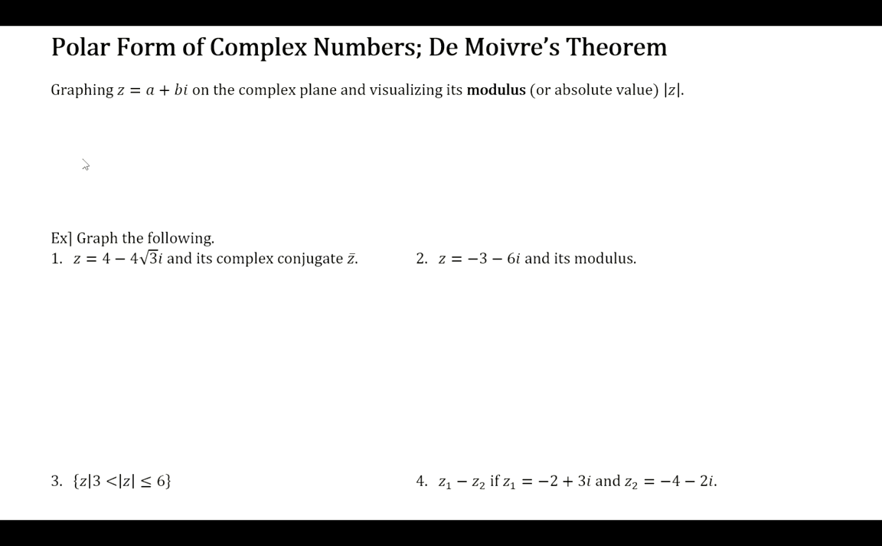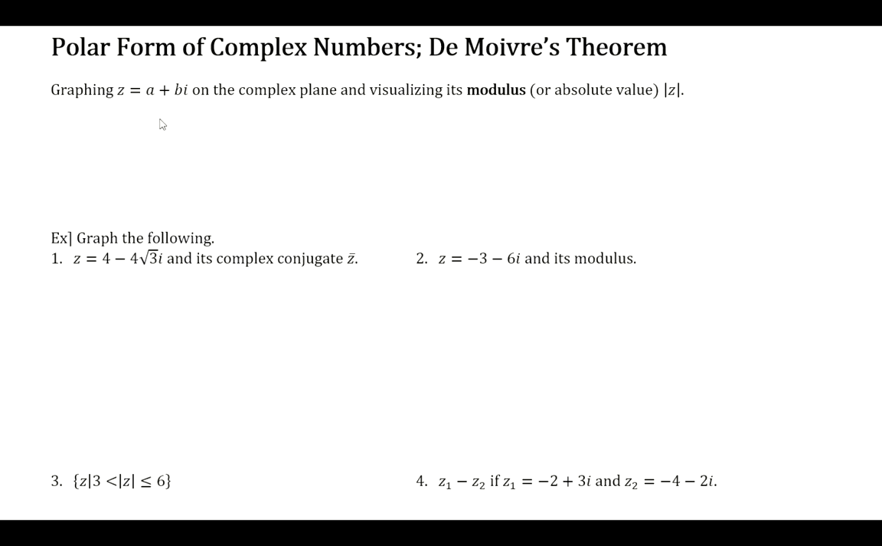Hi everyone, and welcome to our video on the polar form of complex numbers and de Moivre's theorem. So in this first video, we're just going to look at how complex numbers are graphed on the complex plane and then doing some operations and graphing with them. So graphing z equals a plus bi. Usually for complex numbers, we use the letter z. So z equals a plus bi is the form of a complex number.